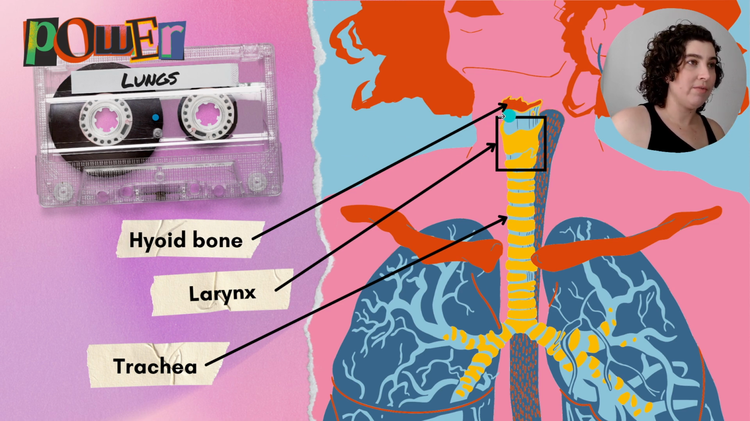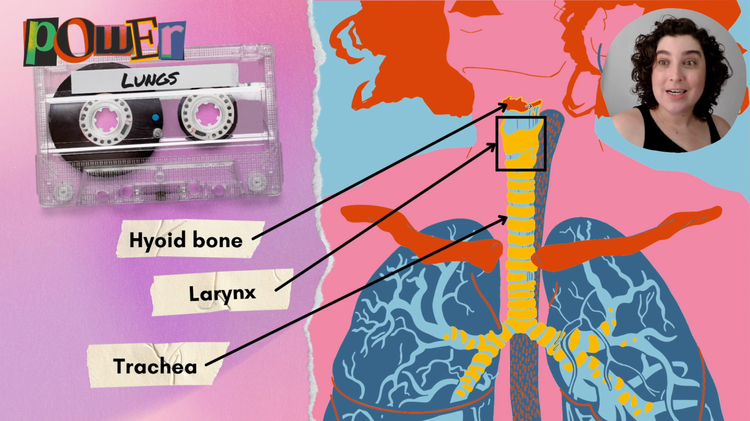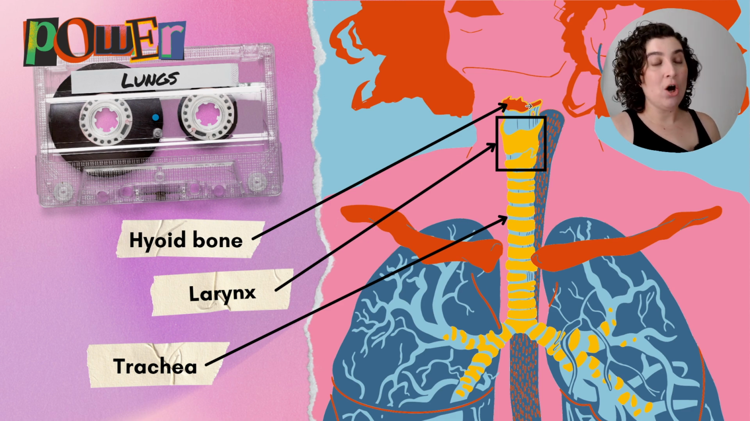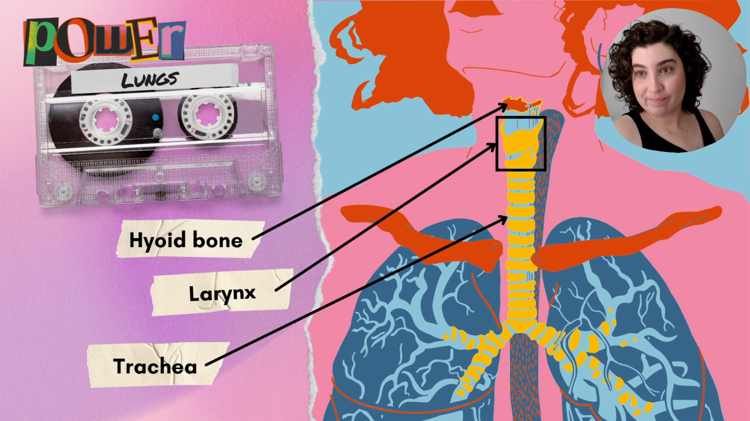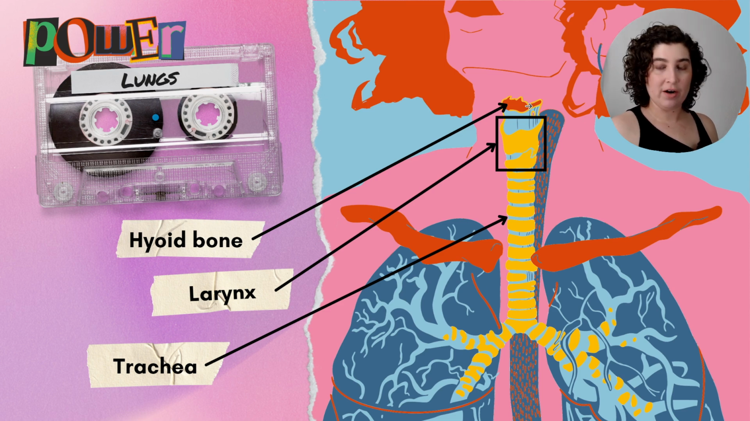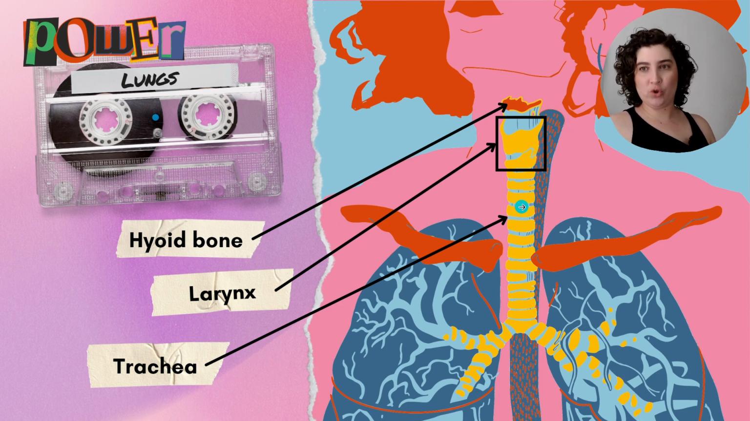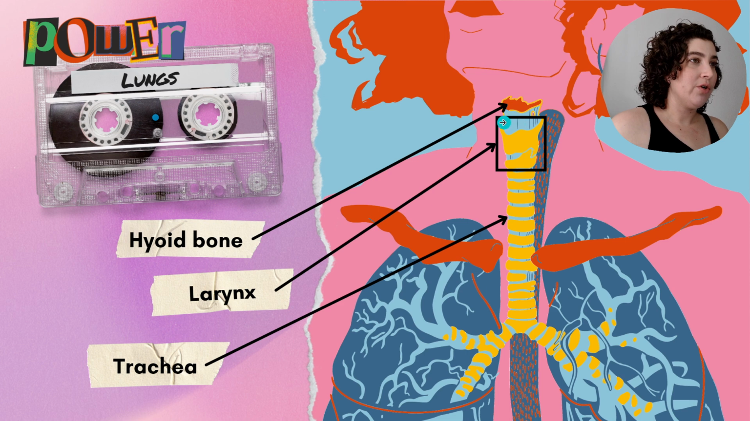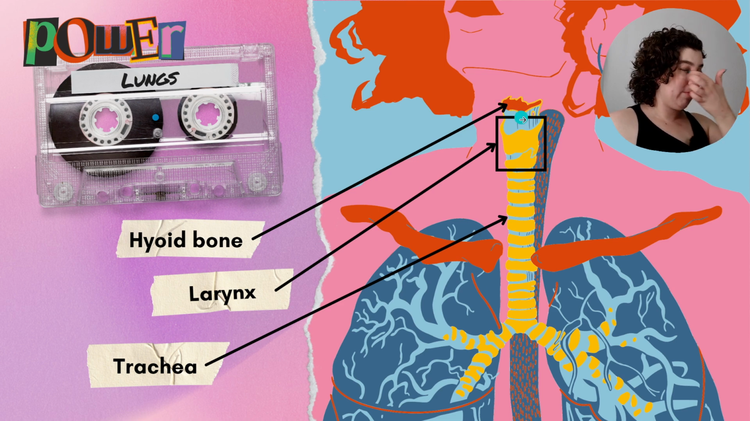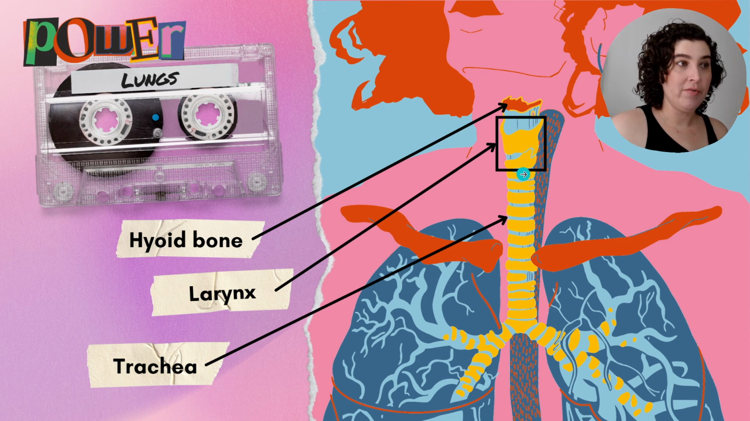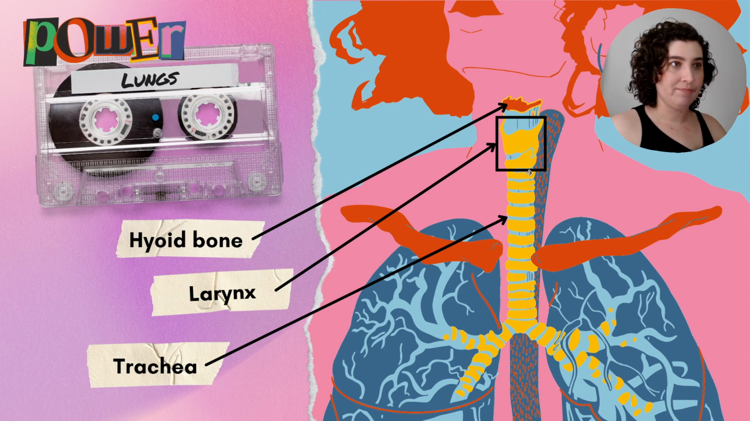Okay, so I've labeled it in red here. This is the hyoid bone. Fun fact, the hyoid bone is the only bone that's not connected to other bones in your body. It's just floating there. It's connected with connective tissue, but it's not connected with joints like your other bones are. So your larynx is suspended from the hyoid bone and resting on top of the trachea. Okay, so that's the power, the air in your lungs.